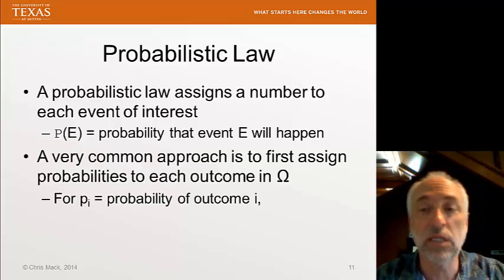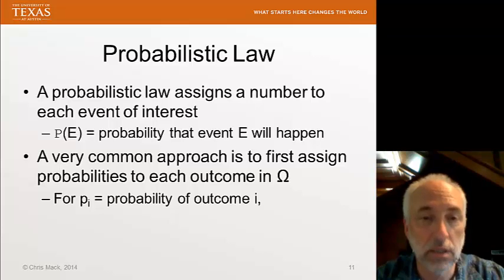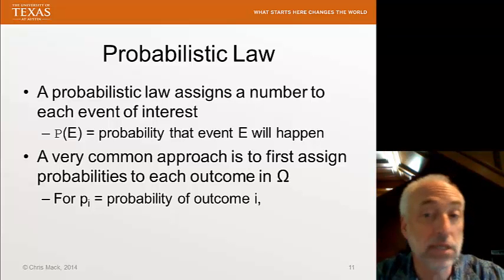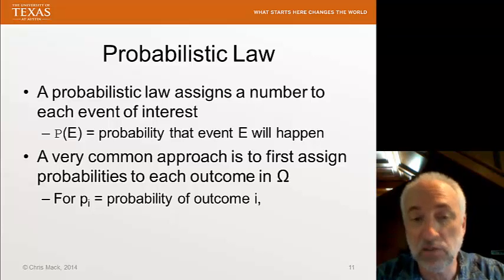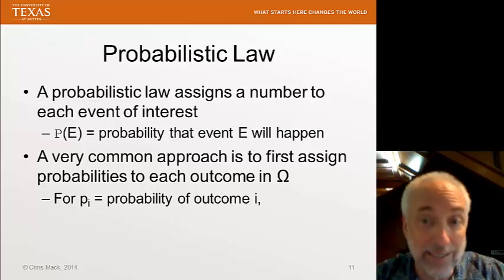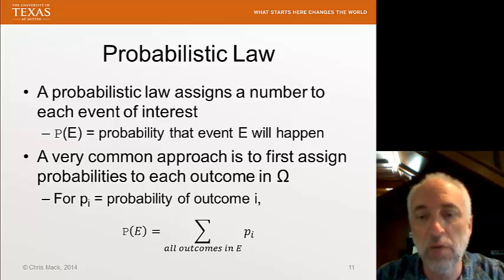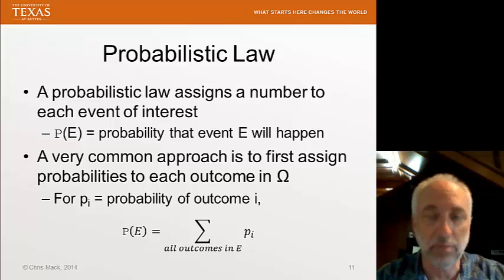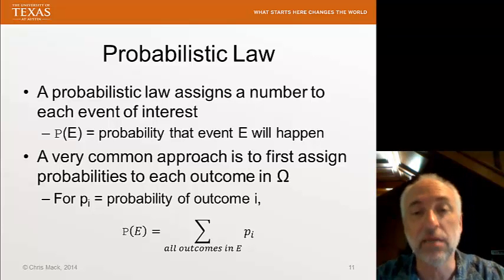Well, it's very common to apply what's called the additive law, the additive axiom of probability, to calculate the probability that an event E will happen. What we do is we simply assign a probability for every outcome i in the sample space. Then we look at what outcomes in the sample space are in the event E. Then the probability of E will be the sum of all of these P sub i's, the probability of the outcome i, for all outcomes that happen to be in E.